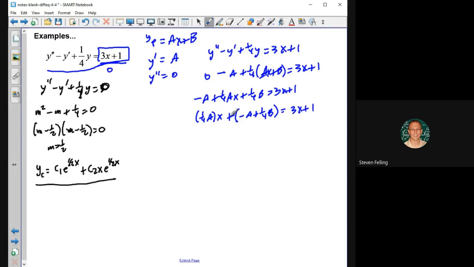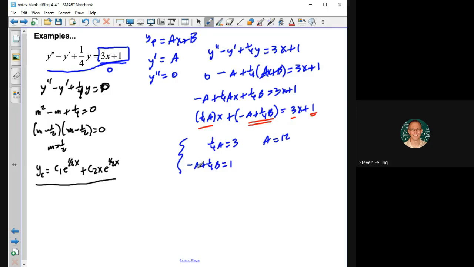So what we do to find the constants is we match the coefficients. So 1/4 a must equal 3, and this term here has to equal 1. So I'll make a little system there. It's that 1/4 a must equal 3, and negative a plus 1/4 b has to equal 1. That constitutes a system, and we use that to solve. In this case, we could solve for a. We would get that a is 12, right?